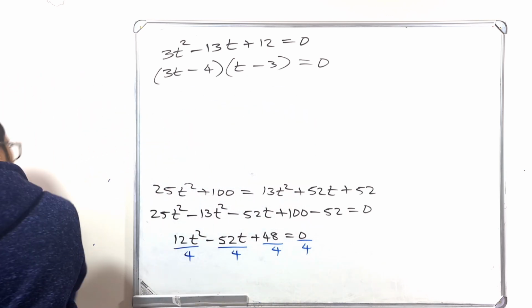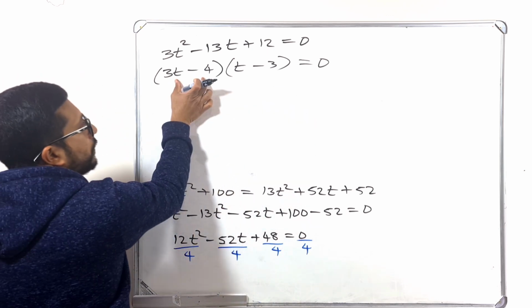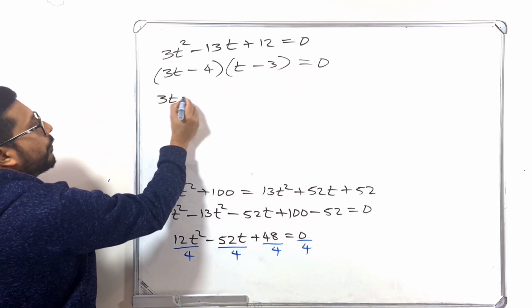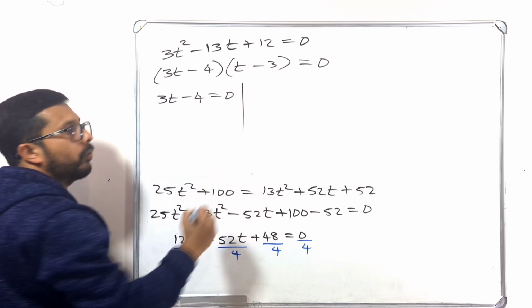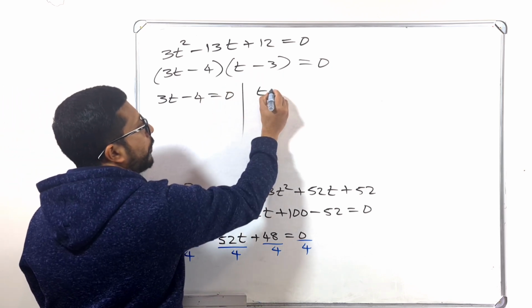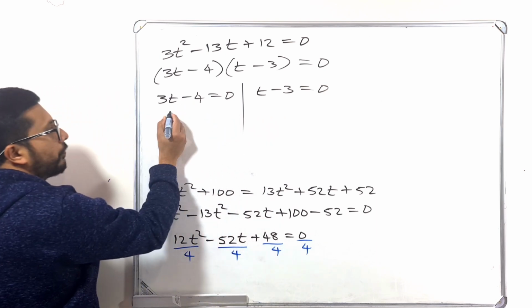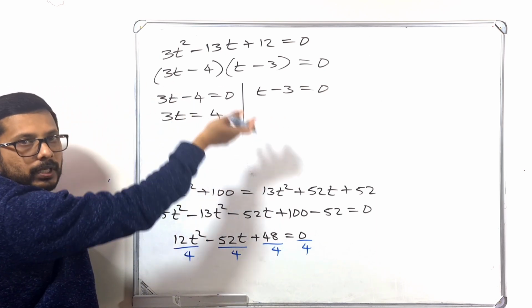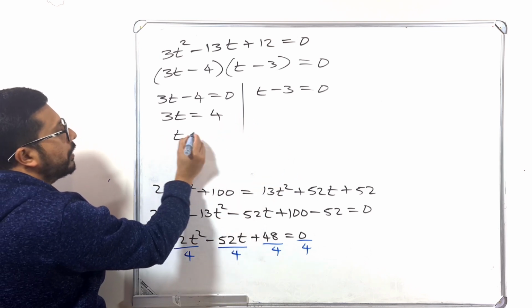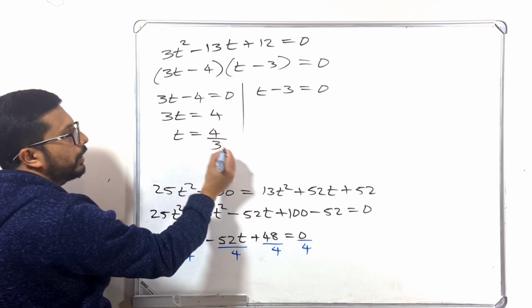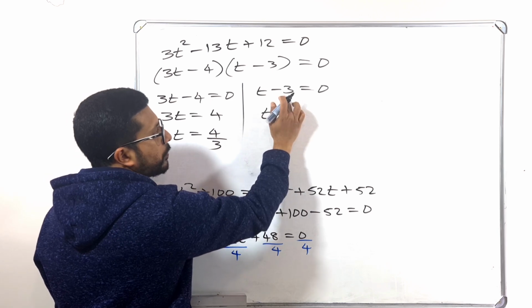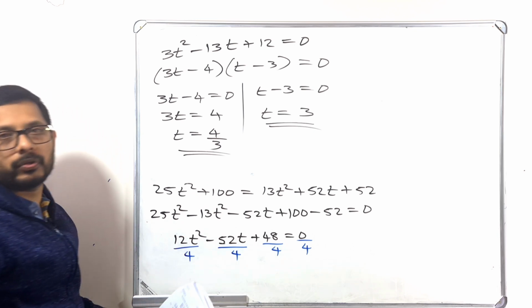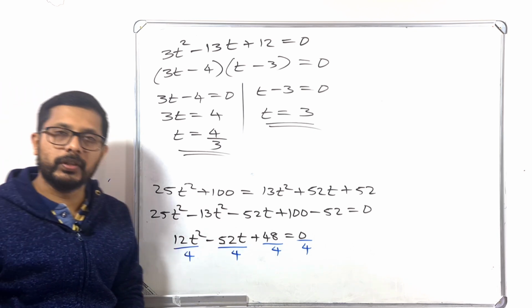So two quantities are multiplied here. So what is the meaning of that? Either this one is equal to 0 or this one is equal to 0. So 3t minus 4 is equal to 0, or the second one, t minus 3 is equal to 0. So from here, what is 3t? 3t is equal to, take this minus 4 to the other side, 4. Then what is t? 4 over 3. From here, what is t? Take this minus 3 to the other side. It is positive 3. So we got two values for t, that is 4 over 3 and 3.